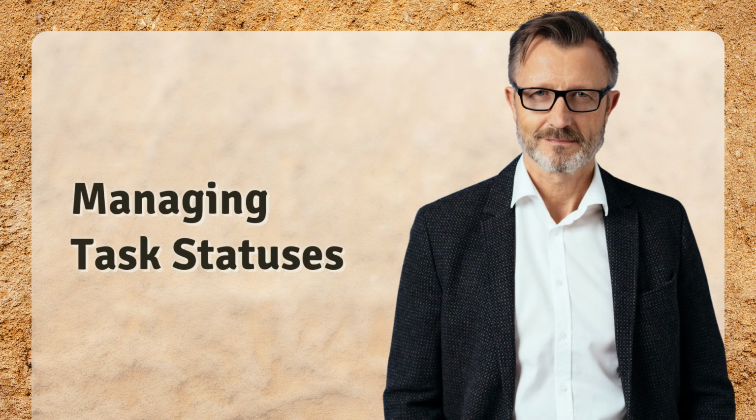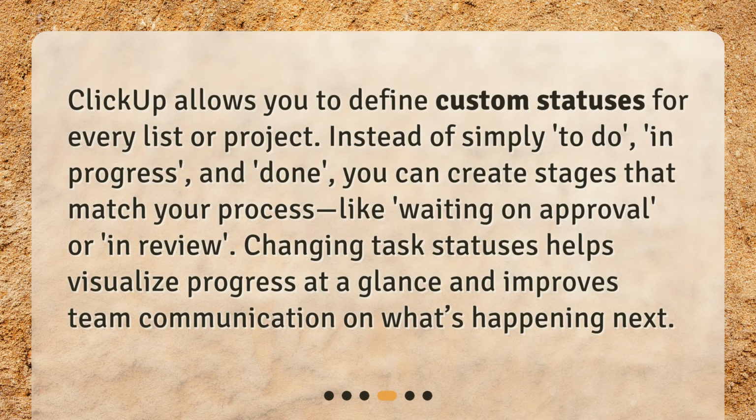Managing task statuses. ClickUp allows you to define custom statuses for every list or project. Instead of simply to do, in progress, and done, you can create stages that match your process, like waiting on approval or in review. Changing task statuses helps visualize progress at a glance and improves team communication on what's happening next.